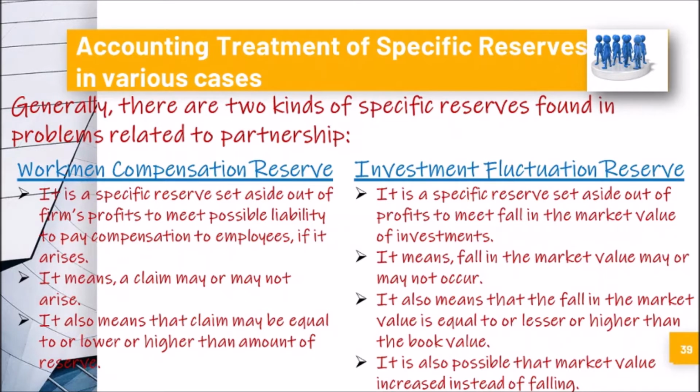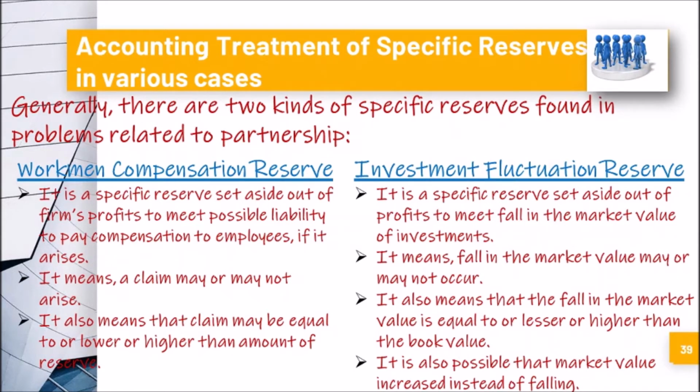Okay. Now let's talk about investment fluctuation reserve. It is a specific reserve set aside out of profits to meet a fall in the market value of investment. It means the fall in the market value may or may not occur. It also means that the fall in the market value is equal to, lesser or higher than the book value. Okay. It is also possible that market value increased instead of falling.